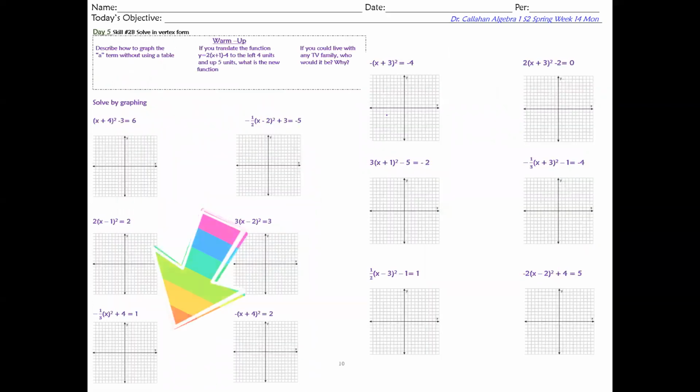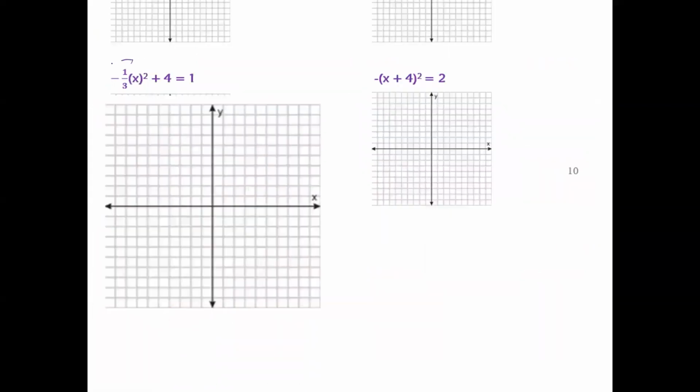All right, let's go into the third one. So let's go ahead and graph this one right here. So this is your first part, 4 up. And then this is going to be a sad face because it's a negative. And since A is smaller than 1 because it's 1/3, it's going to be a wider or fatter parabola. So we're going to go 4 up, 1, 2, 3, 4. And then we're going to go sad face, but it's a wider parabola.